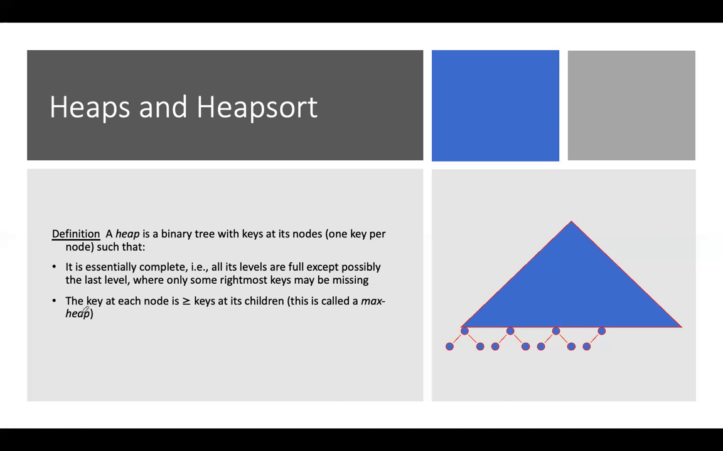And one more condition is there. The key at each node is greater than or equal to the key at its children. As I said, nodes will be represented with values, so the parent node value should be higher than the children node values. This we call a max heap. A binary tree which satisfies these conditions we call a max heap. A heap is nothing but a complete binary tree wherein each node will have some value, and the parent's value should be higher than the children's values. That we call a max heap.